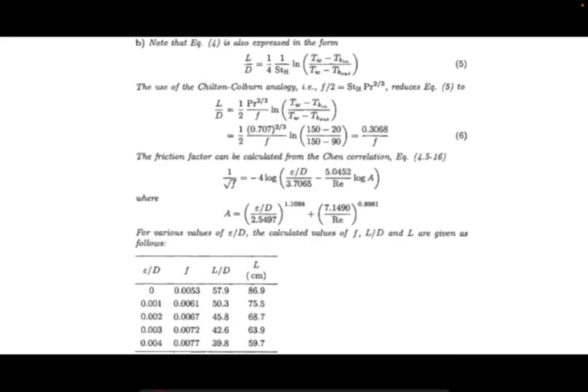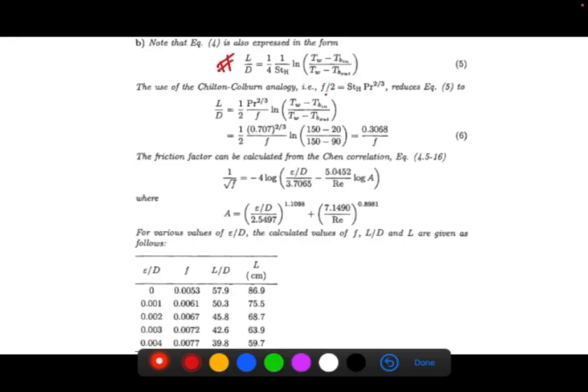For B part, we need various values of epsilon by D and calculate the values of f, L by D and L. This can be easily done by using the Stanton number. This was the equation derived earlier. Now we know that the Chilton-Colburn analogy gives us f by 2 equals Stanton number into Prandtl number to the power 2 by 3 for heat transfer. Substituting this value, we get a correlation of L by D in terms of friction factor.